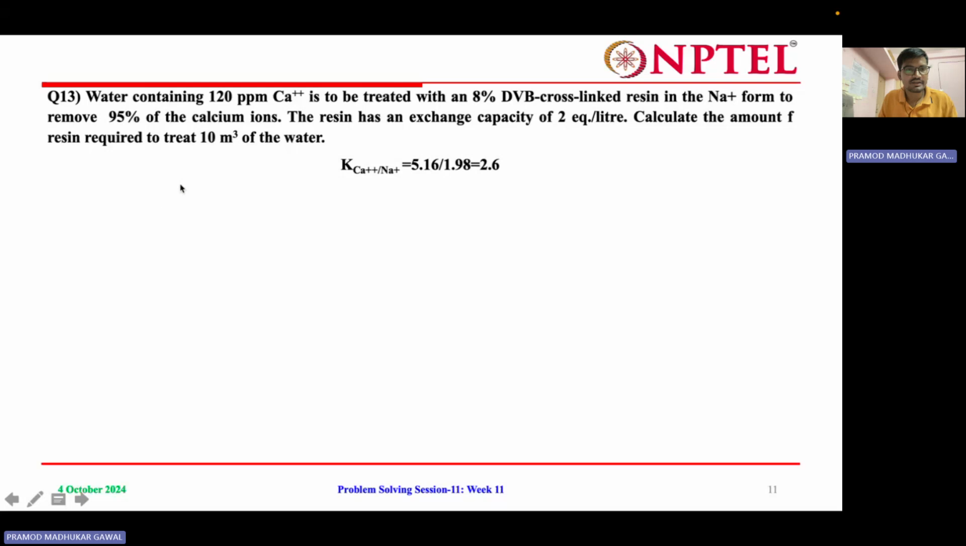Moving to question number 13. Water containing 120 ppm Ca2+ is to be treated with an 8% DVB cross-linked resin in Na+ form to remove 90% of the calcium ions. The resin has an exchange capacity of 2 equivalents per liter. Calculate the amount of resin required to treat 10 meter cube of the water. Right. So here an equation is given, selectivity coefficient K of Ca2+ over Na+ equal to 2.6.